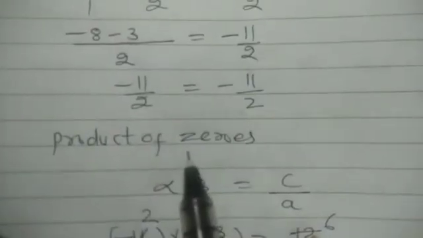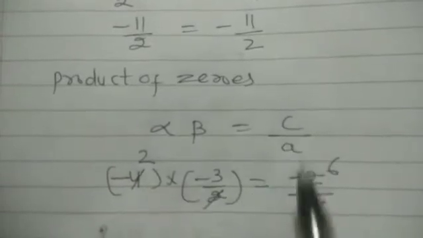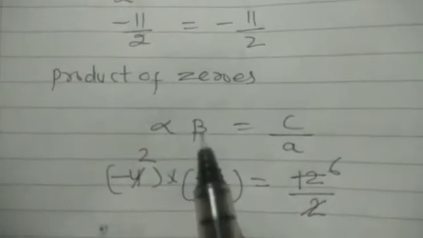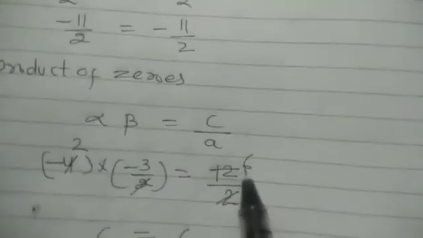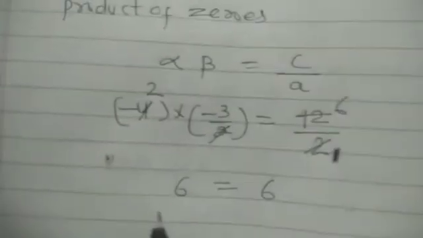Now we will also verify it for the product of zeros. Product of zeros, alpha into beta, is equal to c upon a. Now what is alpha? The value of alpha was minus 4 and beta is minus 3 by 2. So minus 4 into minus 3 by 2, and the value of c was 12. And the value of a is 2. So 12 upon 2: 2 ones are 2, and 2 sixes are 12, and 2 twos are 4, minus into minus is plus, 2 threes are 6. Both will become equal. So this is the relationship between zeros and its coefficients.